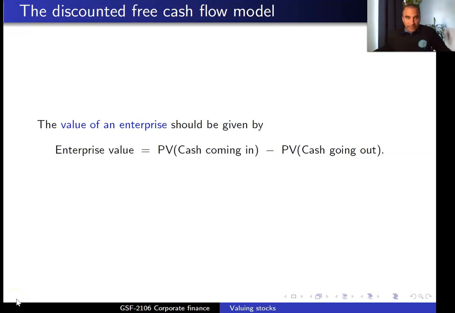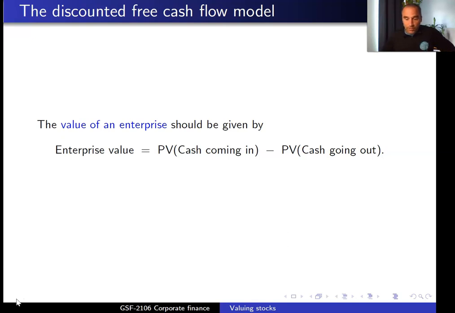Okay, in what follows, we will be going over the free cash flow model, like a very simplified version of a free cash flow model. But anyone interested to value a company using the free cash flow method, this is the starting point.